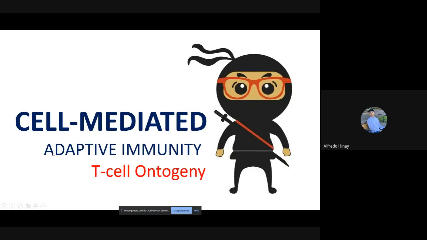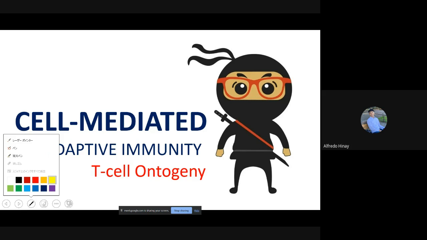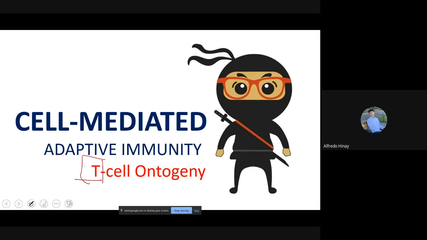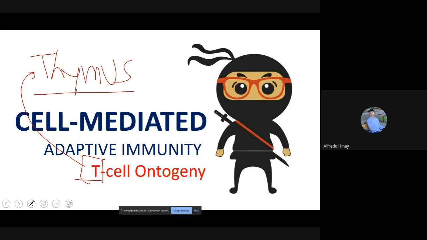So we will now cover the first part of your ontogeny, which is your T cell ontogeny. With your T cell ontogeny, the T actually stands for thymus. So, class, this is thymus.